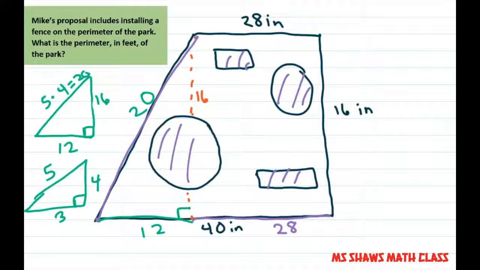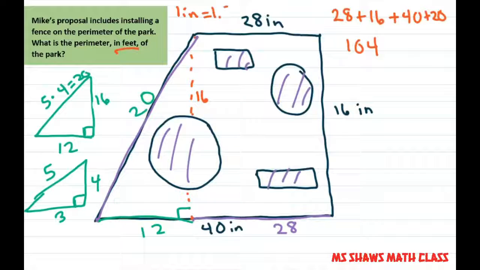So then you just add these up. So you get 28 plus 16 plus 40 plus 20. And that gives you 104 inches, but they want it in feet. Now remember, 1 inch on the drawing represents 1.5 feet. So what you're going to do is multiply this by 1.5, and that's going to give you 156 feet for the perimeter.